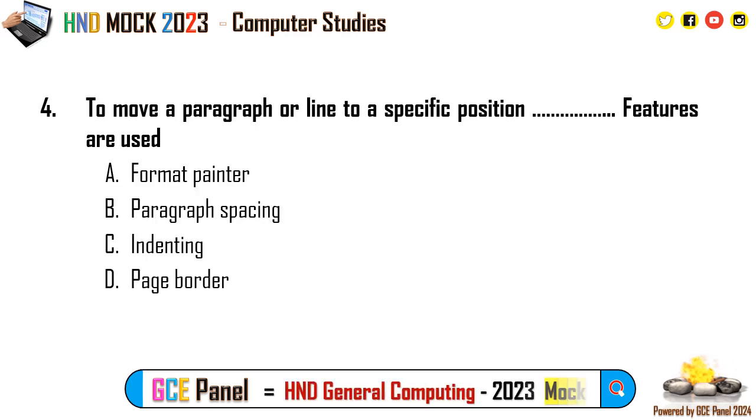Question 4. To move a paragraph or line to a specific position, which feature is used? So in this case, we use the indenting feature. This one is found under paragraph in Microsoft Word, in the home tab.